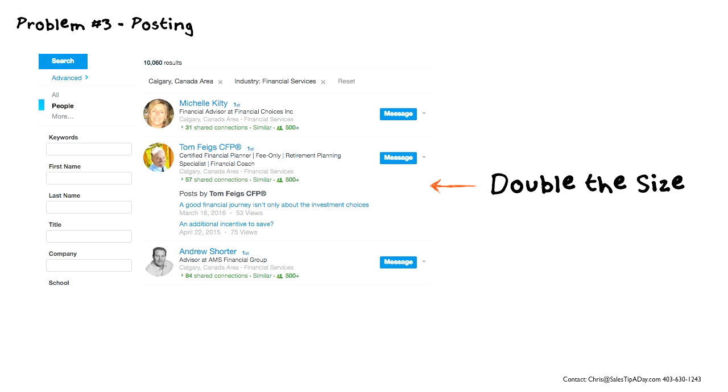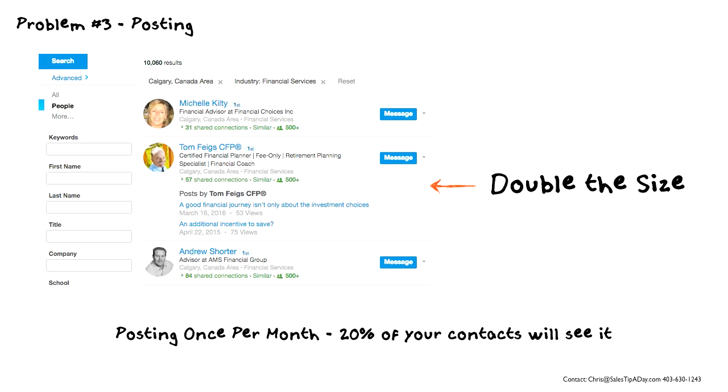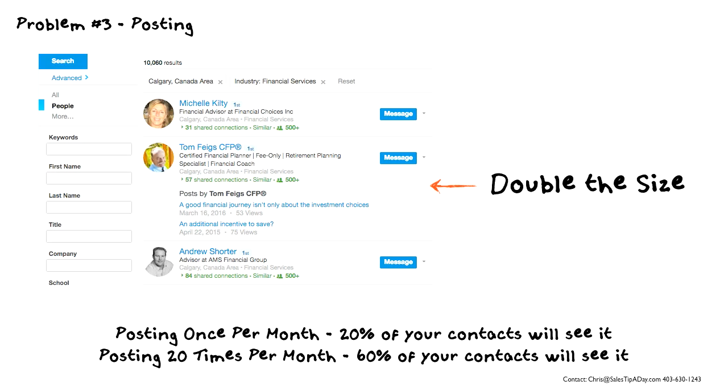By the way, posting something once per month, 20% of your connections will see it. If you're posting things 20 times a month, 60% of your contacts will see this. Now, when I say posting, it doesn't mean coming up with original content. It means you may have found something online that you think is cool and sharing that with your LinkedIn connections. That's also something that you can do.